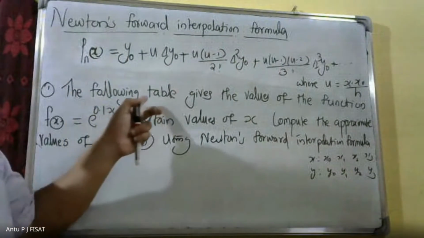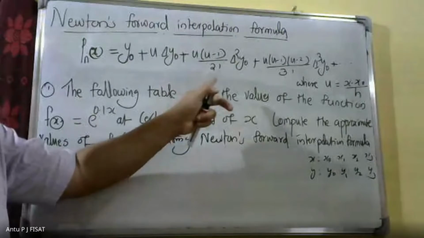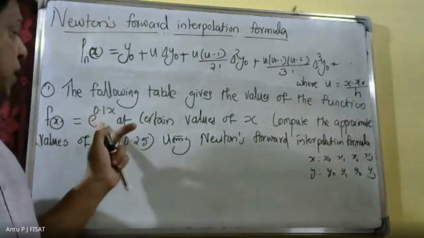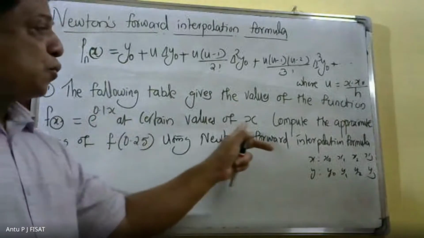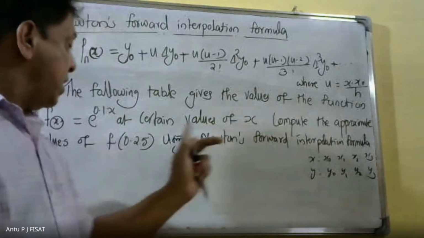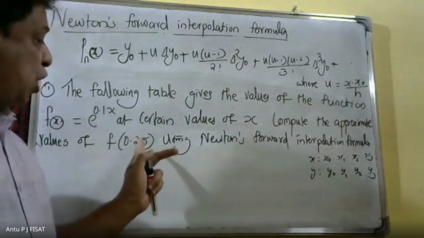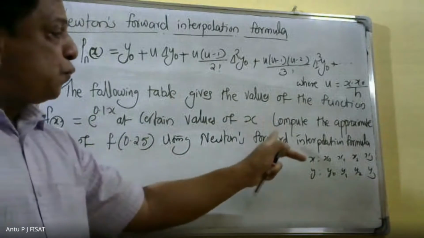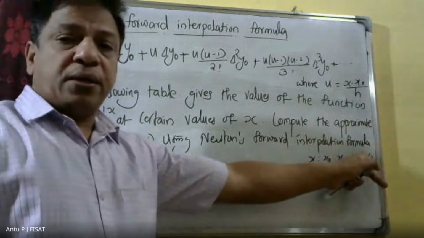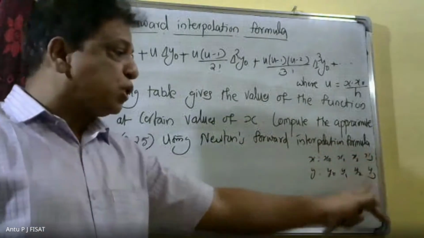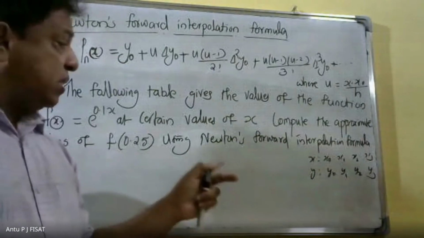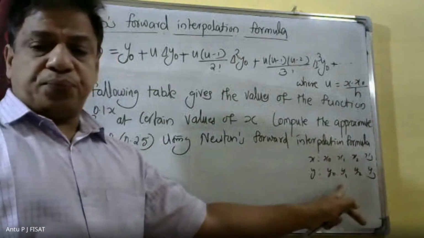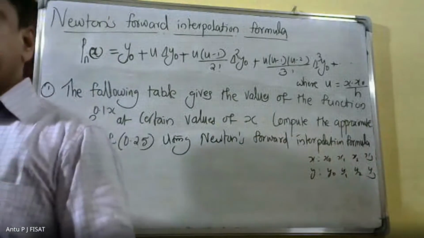The problem says that the following table gives the values of the function f(x) equal to e raised to 0.1x at certain values of x. Compute the approximate value of f(0.25) using Newton's forward interpolation formula. By using Newton's forward interpolation formula, we can calculate the corresponding y value when x is equal to 0.25. For that, first we make the table.